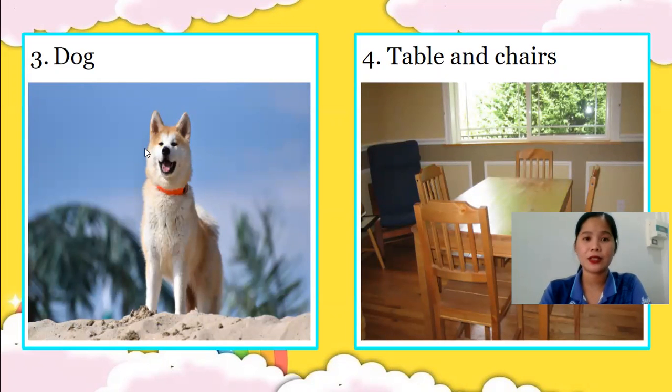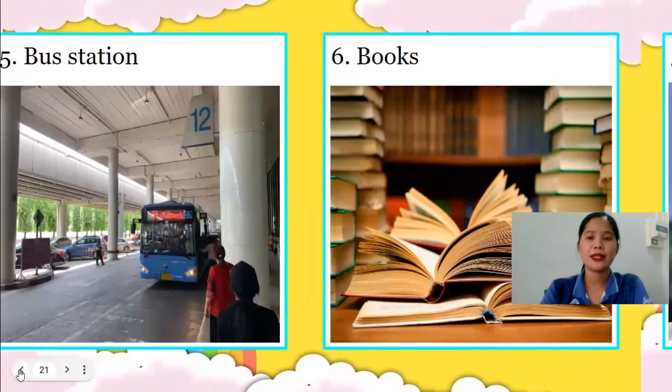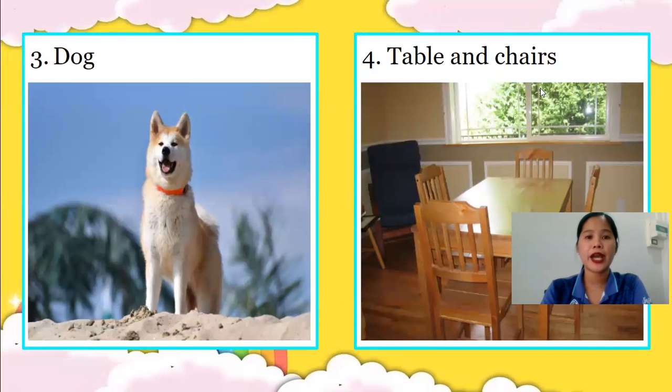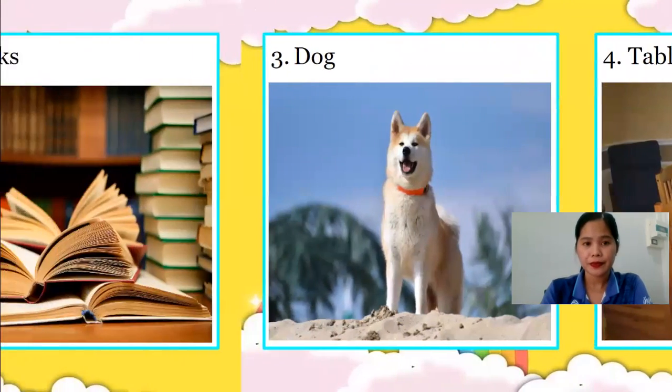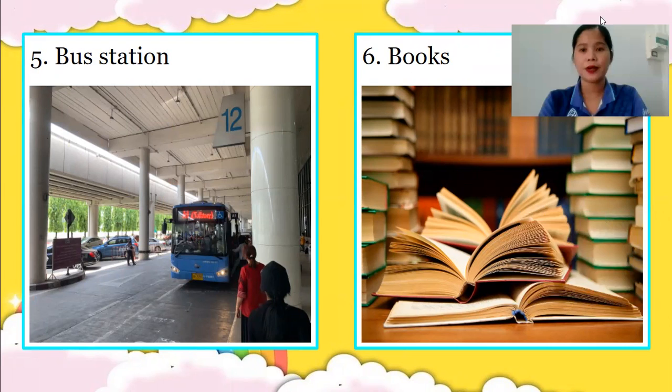Dog. Number four, table and chairs. Again, this is a table and these are chairs. So table and chairs, which kind of noun does it belong to? Person, thing, place, or animal? Number five, bus station. Bus station. Finished? Okay, number six, we have books. Books, look at this.